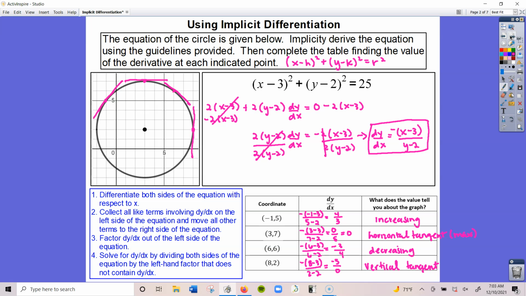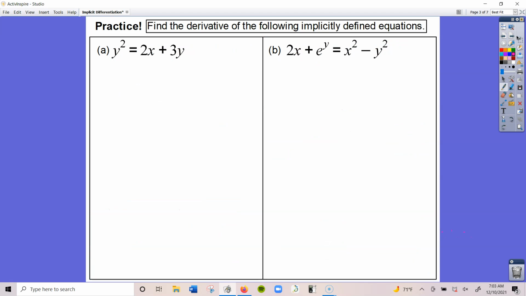Now we're going to come back to all this information, but let's now practice just finding implicit derivatives. So we got here y squared is equal to 2x plus 3y. Let's take that derivative. We would get 2y and always multiply by dy dx is equal to 2 plus 3, which is the derivative of 3y, and then multiply by dy dx. I want to get all of my dy dx's over to one side of the equation. So I'm going to subtract this 3 dy dx over to the other side.